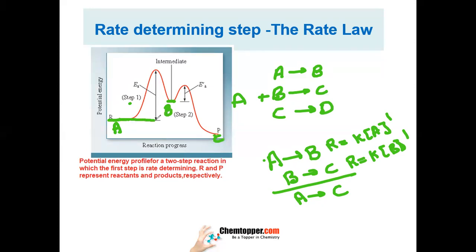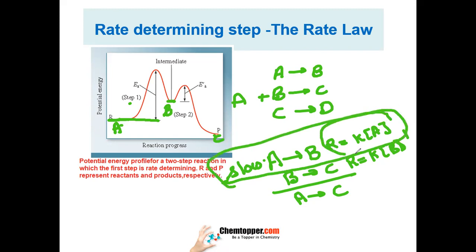So the energy profile for A to B, this step is slow. So this is the rate determining step, this one. So this rate law is the rate law for the overall reaction.